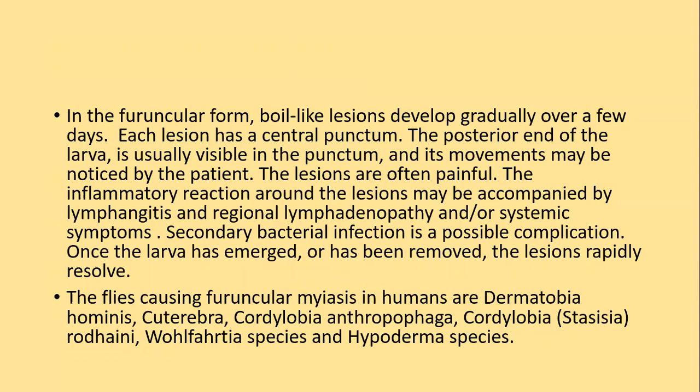In the furuncular form, boil-like lesions develop gradually over a few days. Each lesion has a central punctum. The posterior end of the larva is usually visible in the punctum, and its movement may be noticed by the patient. The lesions are often painful. The inflammatory reaction around the lesions may be accompanied by lymphangitis and regional lymphadenopathy and systemic symptoms. Secondary bacterial infection is a possible complication. Once the larva has emerged or has been removed, the lesions rapidly resolve.